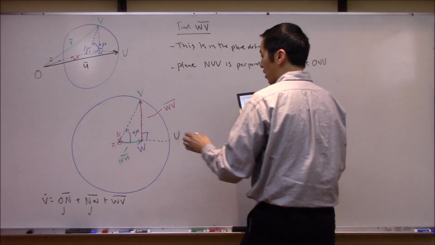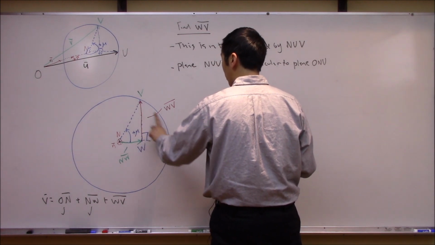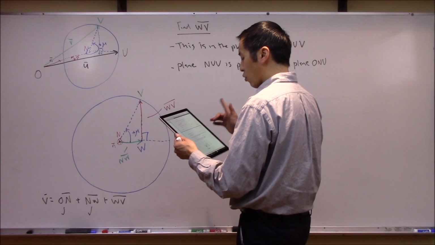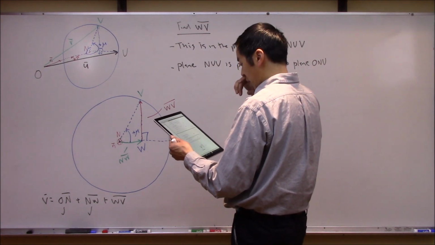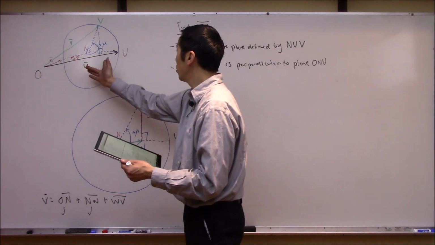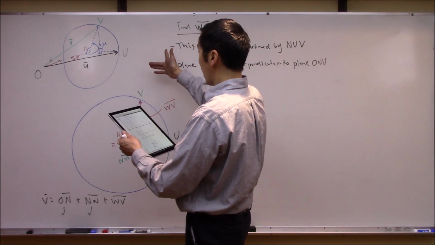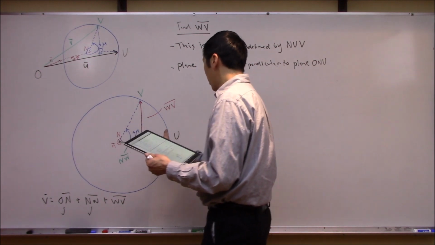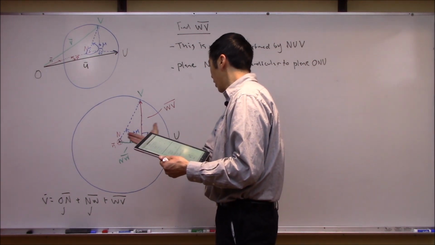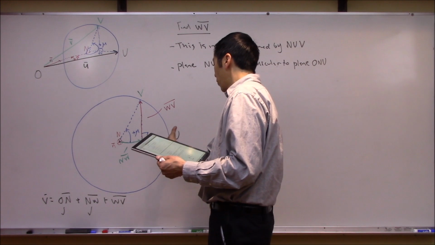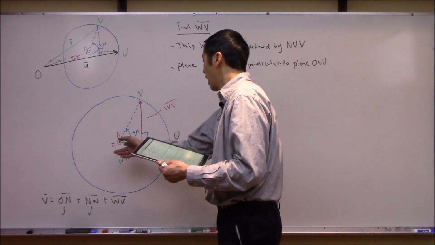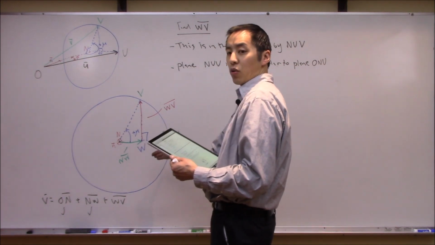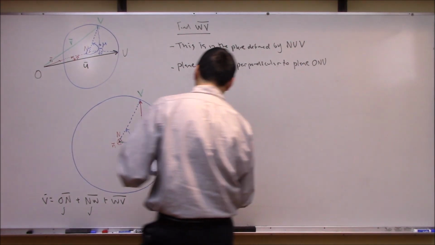So the direction of this vector here, of WV, if we think about this long enough, we can actually get that from the cross product of two vectors, right? So we can take the cross product of U and N, and that will actually give us the direction here. So if we think about this, U is not exactly in the plane of the board, but it's mostly in that direction, right? And N is directly into the board, right?